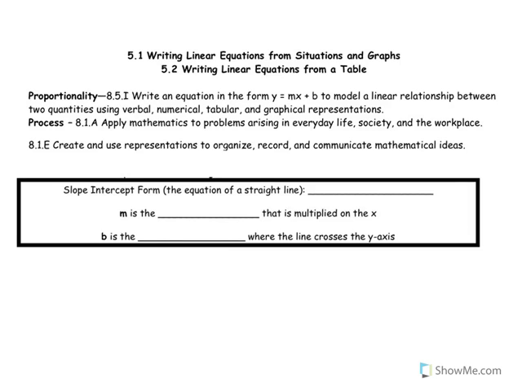Because 8.5.I said that we will be writing equations in the form of y equals mx plus b to model linear relationships, we know that that is our slope-intercept form. And so that's the equation of a straight line. Again, straight line for us is just linear. That form is y equals mx plus b, where m is the slope that is multiplied by x, and b is the y-intercept. And this is where your line crosses the y-axis. B is also your initial value.